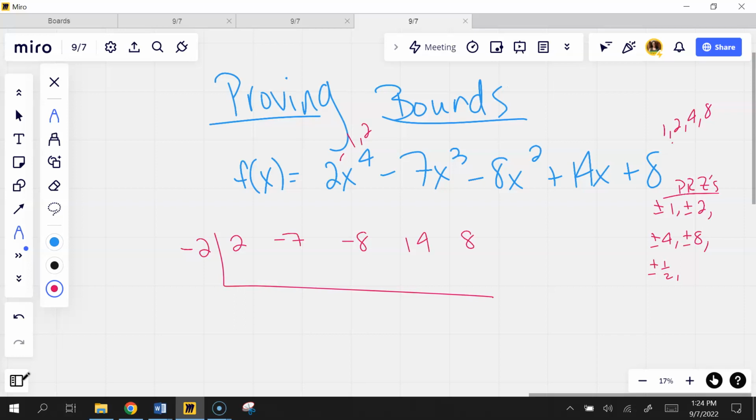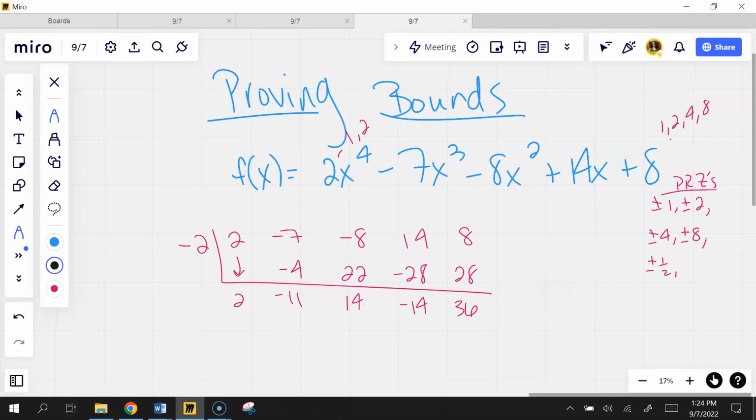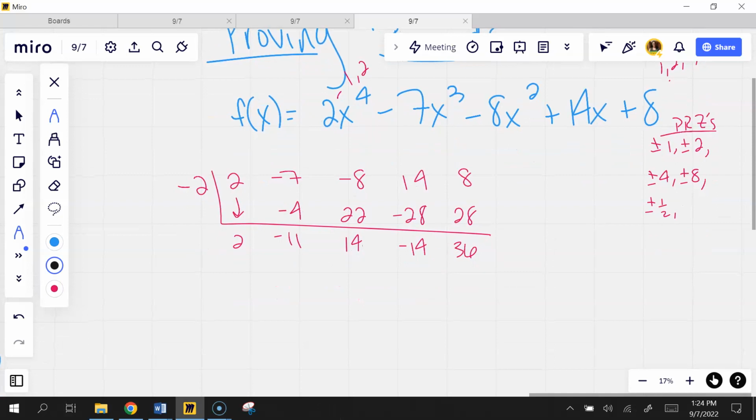So let's say I picked -2 to plug in and checked it to see if it's a factor. Okay, I go through the synthetic division: 2, -4, -11, 22, 14, -28, -14, 28, 36. Is that a factor? No, it's not a 0, which means it's not a factor. But this tells me something very important. What did you notice about the numbers on the bottom? They're alternating positive and negative. That's exactly right.